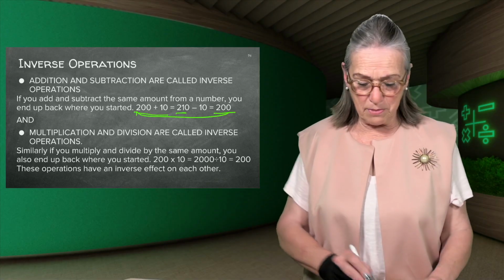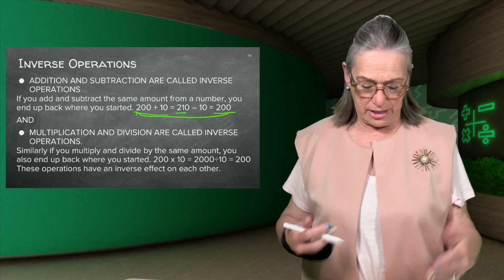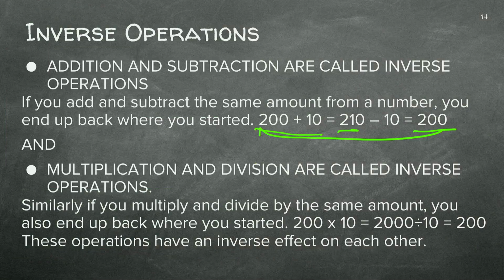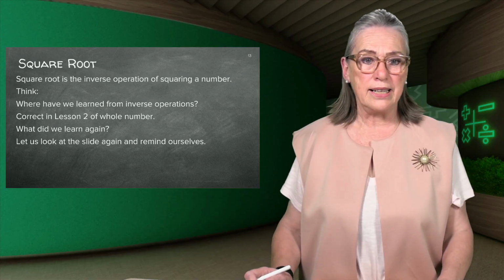So the same then with multiplication and division. They are also inverse operations. Similarly, if you multiply and divide by the same amount, you also end up back where you started. So if you multiply 200 by 10, you get 2,000. And if you then divide it by 10, you're back to 200. Now, the same with square numbers and a square root. A square root is just the inverse operation of squaring a number.